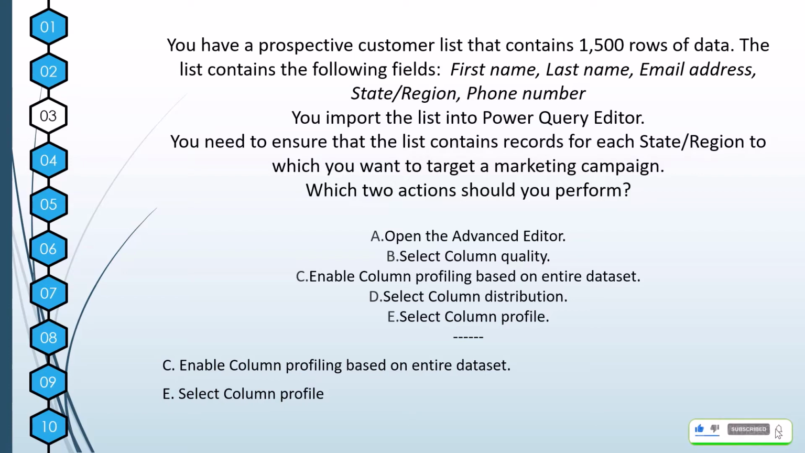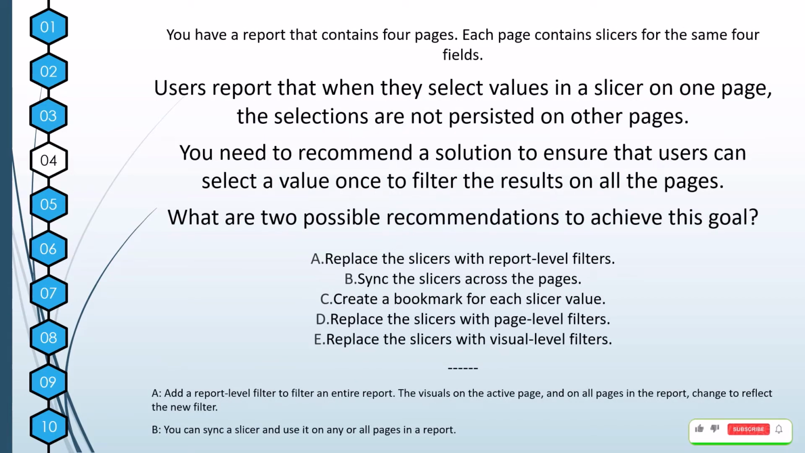A. Open the advanced editor. B. Select column quality. C. Enable column profiling based on entire dataset. D. Select column distribution. E. Select column profile. The actions to perform are: C. Enable column profiling based on entire dataset. E. Select column profile.